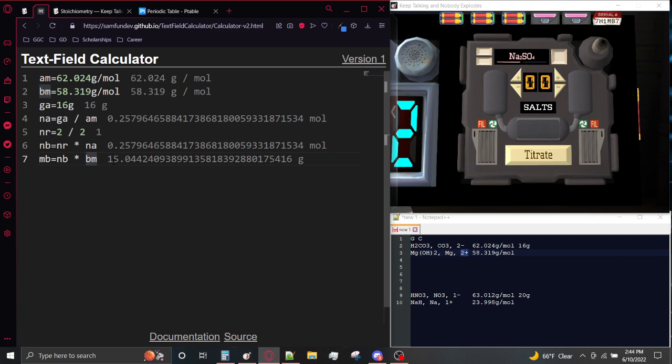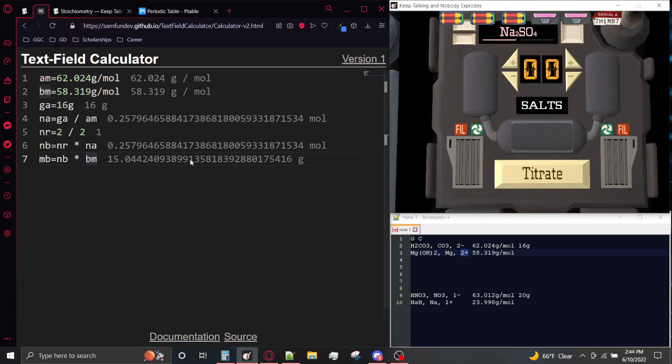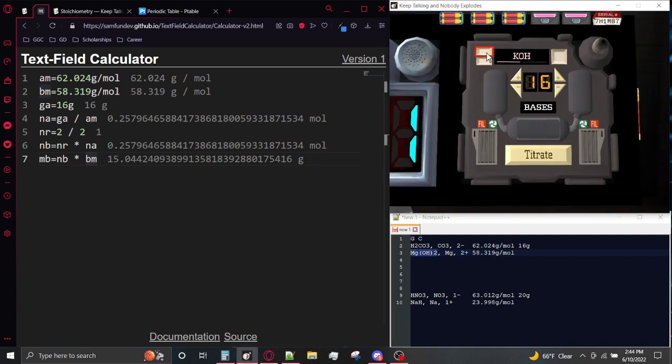So now let's go ahead and start submitting to the module. The number we're submitting is equal to this number, rounded up. Always round up. So we're going to be submitting 16 grams. Let's go to bases, and then we're just going to submit whatever base we have, which is MgOH2.